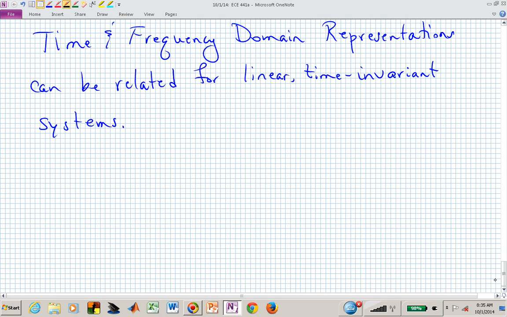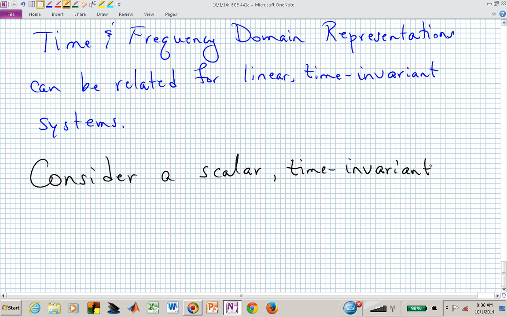And as I said, let's start walking before we start jogging or running. Let's consider, just to get our blood flowing and the brain working on this problem, a scalar time-invariant system.